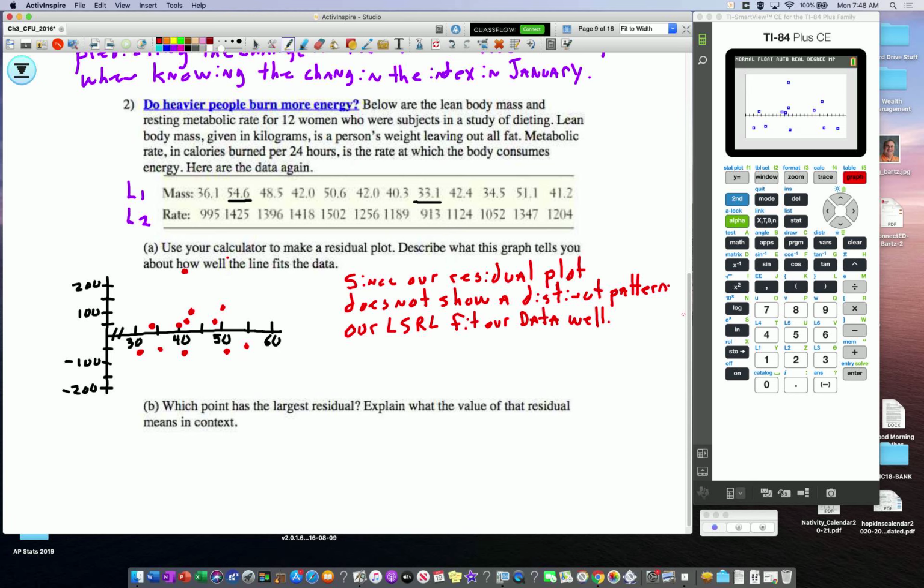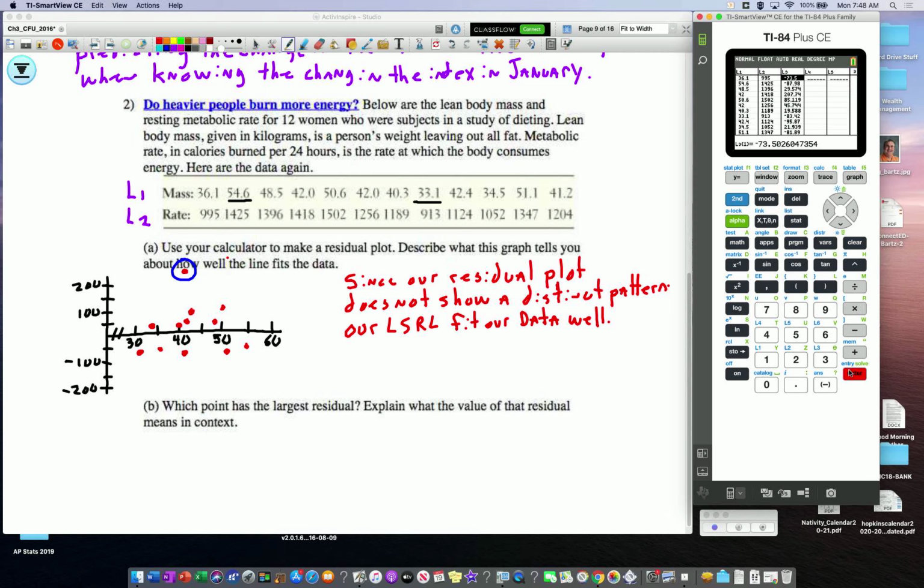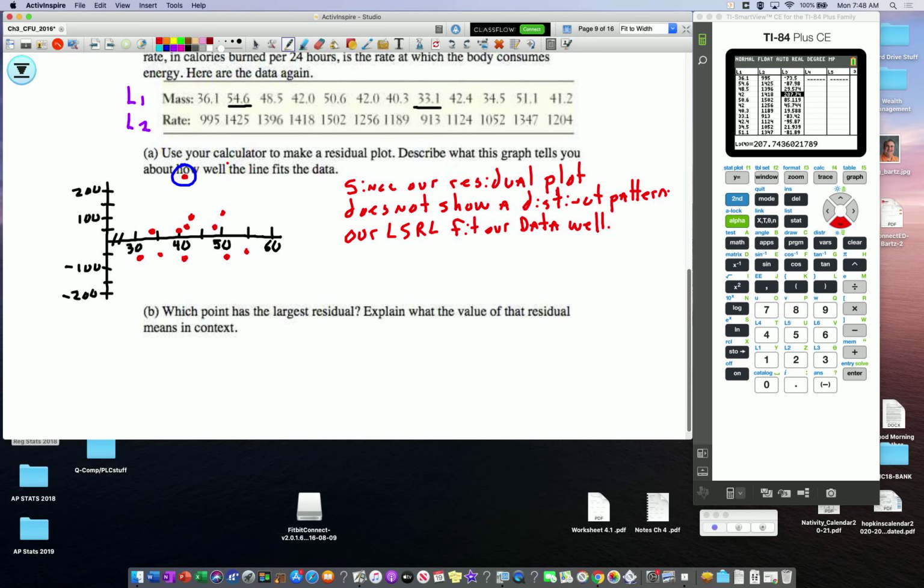All right, B says, which point has the largest residual? So we want to know basically which point is the farthest away from the x-axis. If we look at that, that's this point right here. If I go back to my stat edit, that was that point that was sitting at like 207. So the question is, what does that actually mean in the context of the problem? I'm just moving this up a little bit so it's easier for me to write this. Okay? So we need to interpret this residual value.